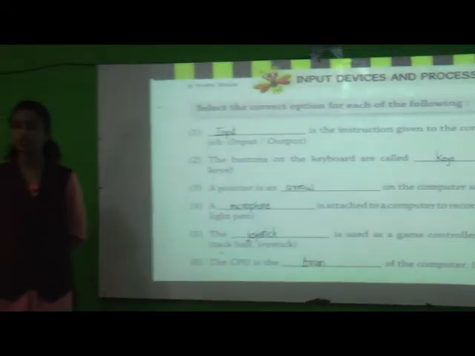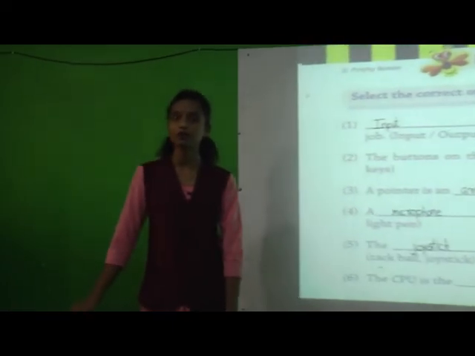Now, what is the homework for you? You have to read the hard words. You have to read chapter number 2. What is the name of the chapter? Input and processing device. You have to read the chapter, find out the hard words, and try to read these words also.